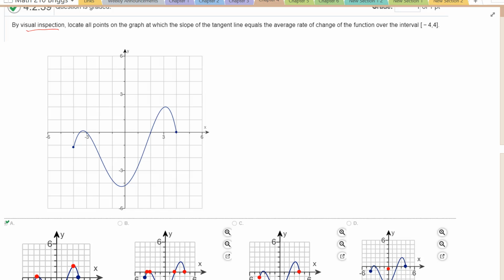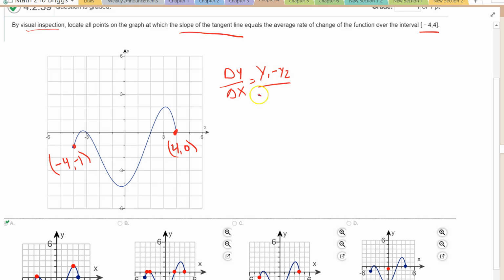In this example, we're just visualizing whether we can find the points on the graph at which the slope of the tangent line equals the average rate of change from -4 to 4. From -4 to 4, we can do delta y over delta x to find the average rate of change. This point is (4, 0) and this is (-4, -1). If I do y1 minus y2 over x1 minus x2, I would have 0 minus -1 divided by 4 minus -4, which gives me 1/8.